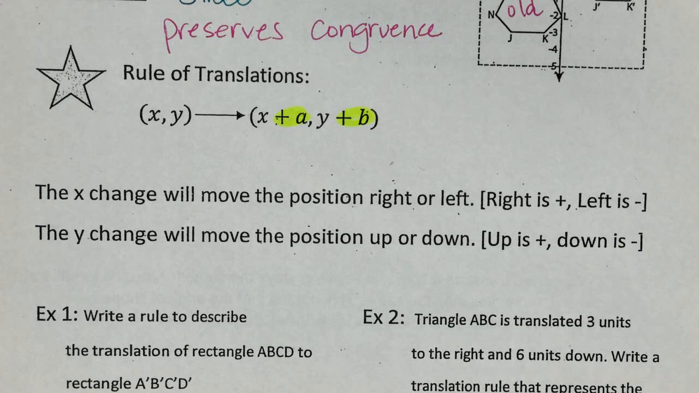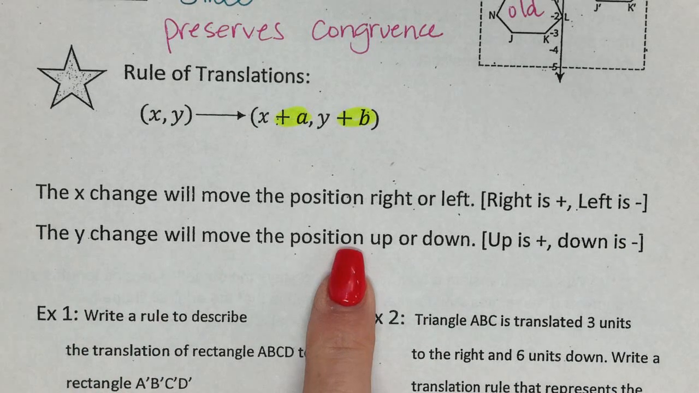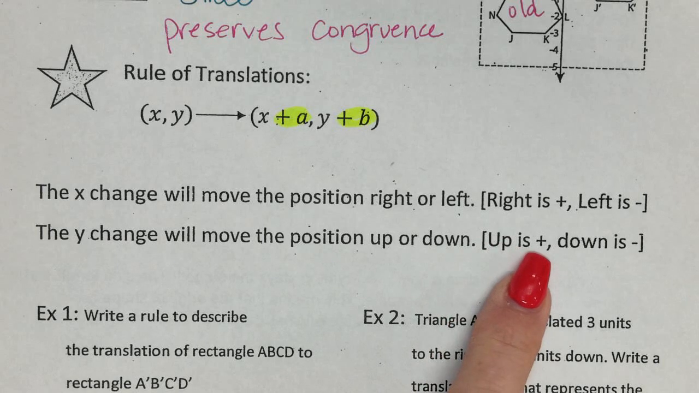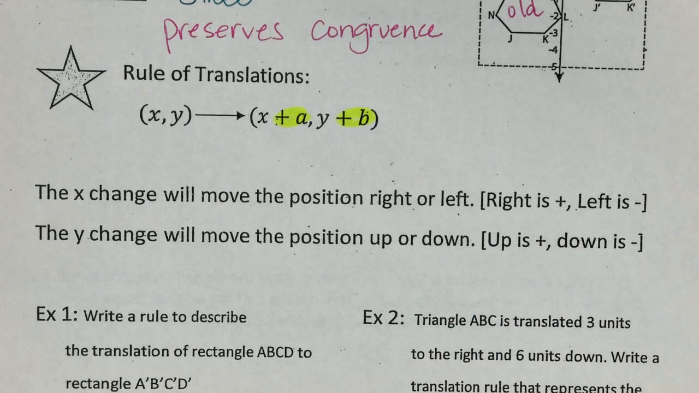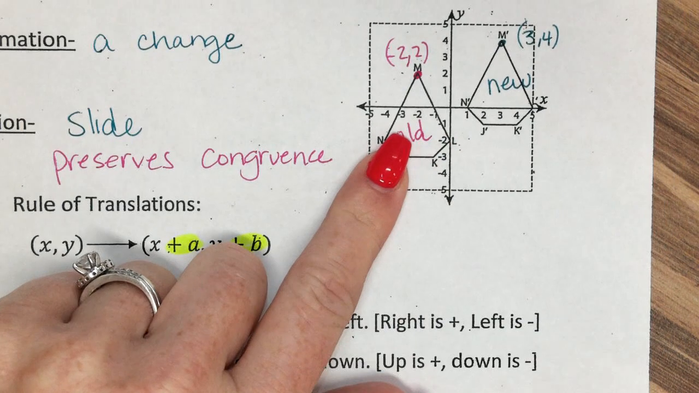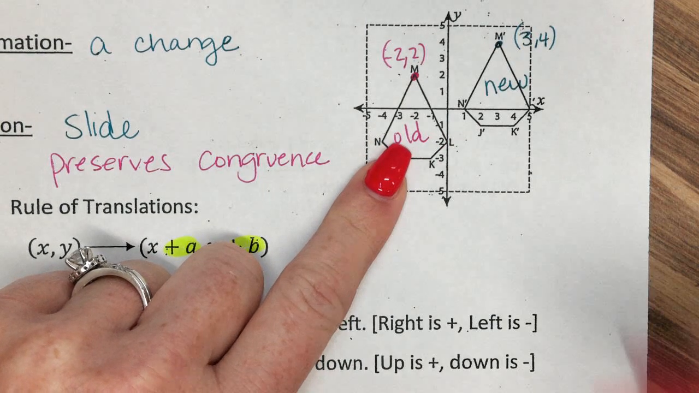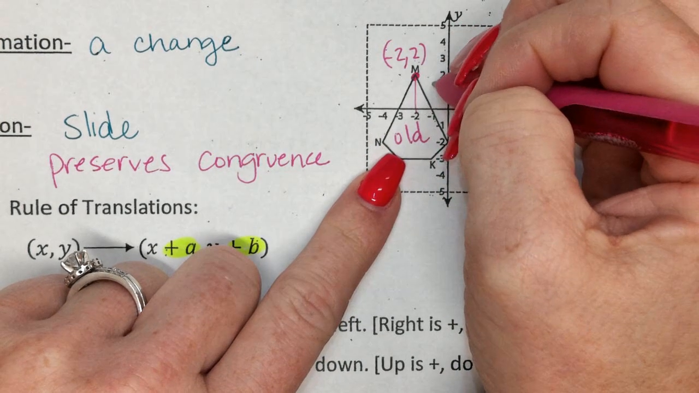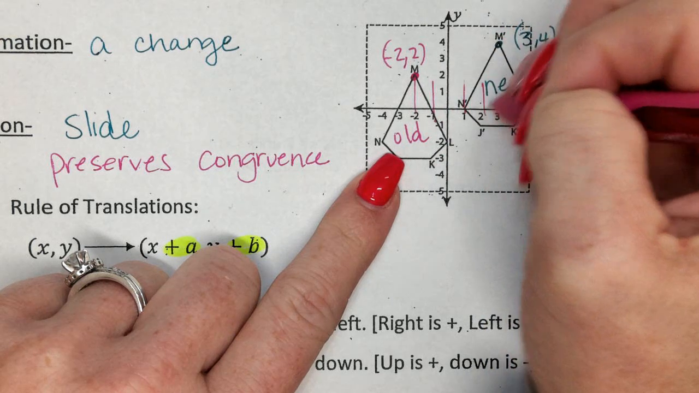The Y-axis moves up and down. So the Y changes up or down. Up is positive, down is negative. So this one would be from here, and it's going to have the lines like this because it's kind of hard to see on this one.